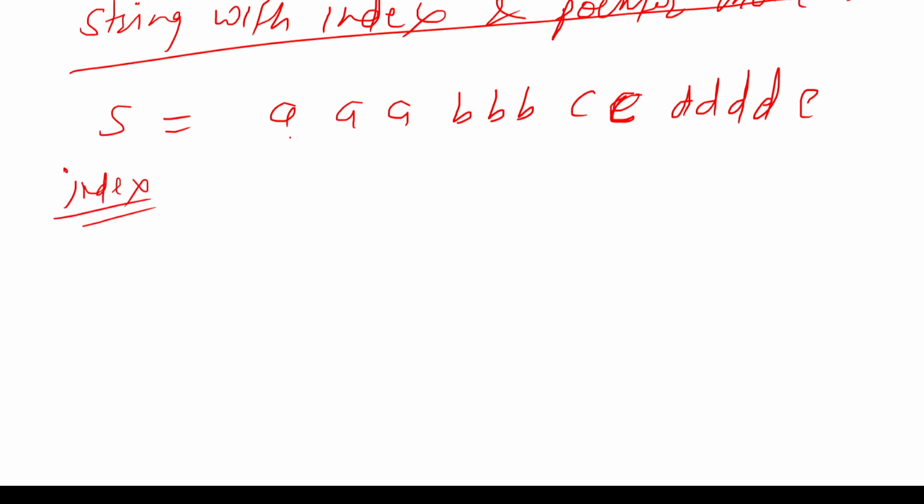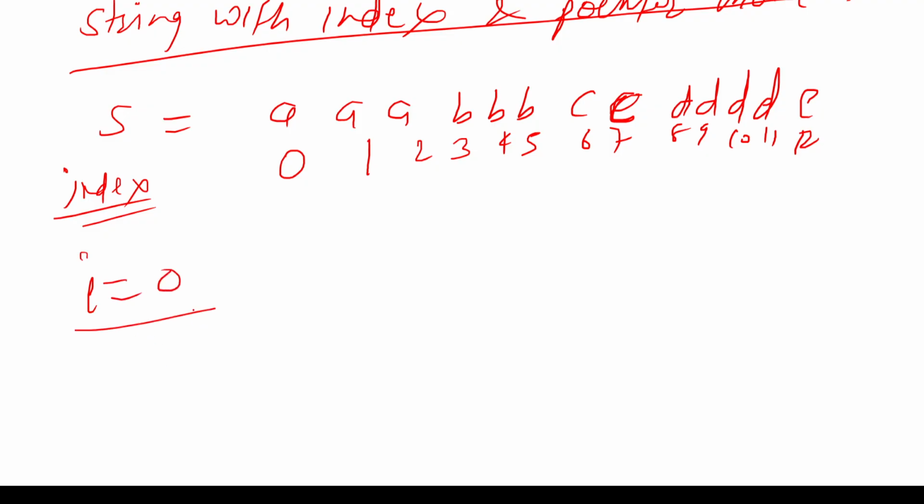If you talk about the index, it is 0 1 2 3 4 5 6 7 8 9 10 11 12, right? Let's suppose when i is at 0, how are we going to initialize? Very first, we'll say s at i. S at i is nothing but what?